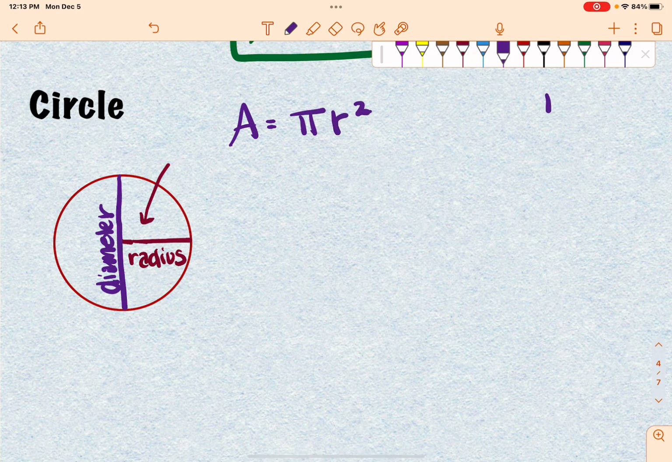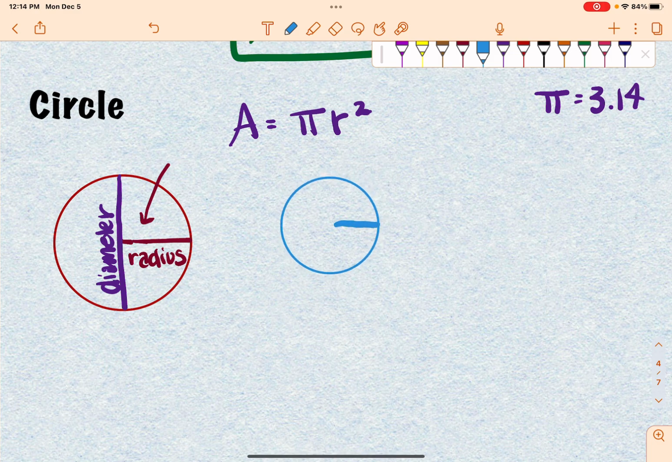Now most of the time people usually use pi as 3.14. That's the rounded version of it. So that'll be the part that we'll use a little bit. But I want to show you a couple of these so you can see how this works. So if I have a circle and the radius that I have is 4 feet.